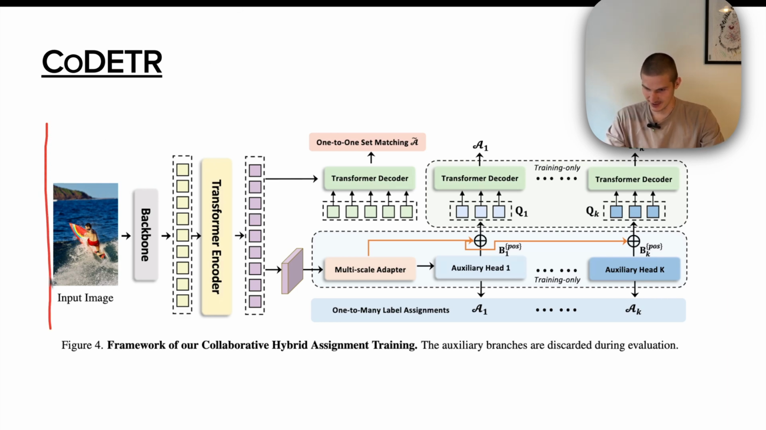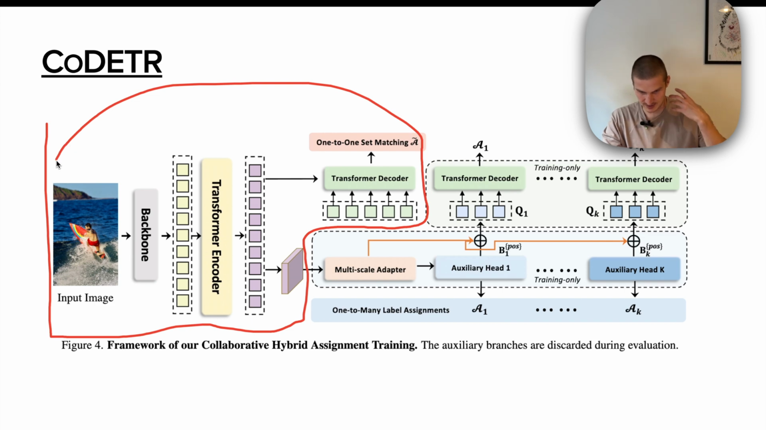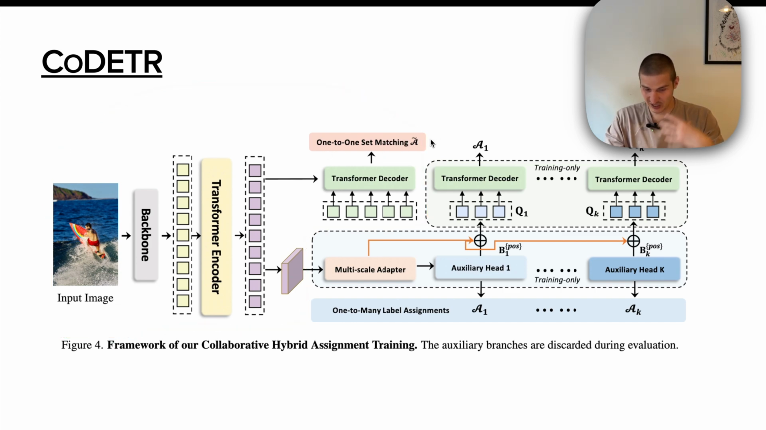So here we can say that this part is pretty much the same as DETR. So it has backbone, encoder, decoder, and then one-to-one set matching as a loss. And then the remaining parts are basically additions from CoDETR that are only used during training.